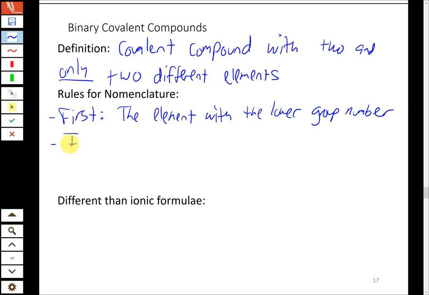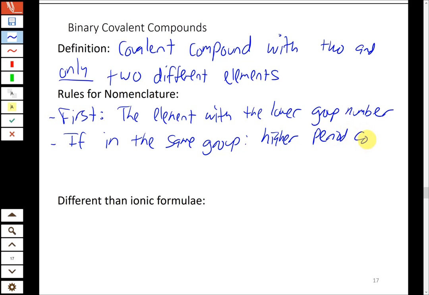Now, if the 2 elements are in the same group, like let's say the SO3 example we gave earlier, which is sulfur and oxygen, the higher period comes first. That's the one that's further down in the periodic table. So for sulfur and oxygen, SO3, sulfur is in the 3rd row of the periodic table, 3rd period, oxygen is in the 2nd, so you would name sulfur first. It'd be sulfur trioxide, and that's why the formula is also written as SO3.